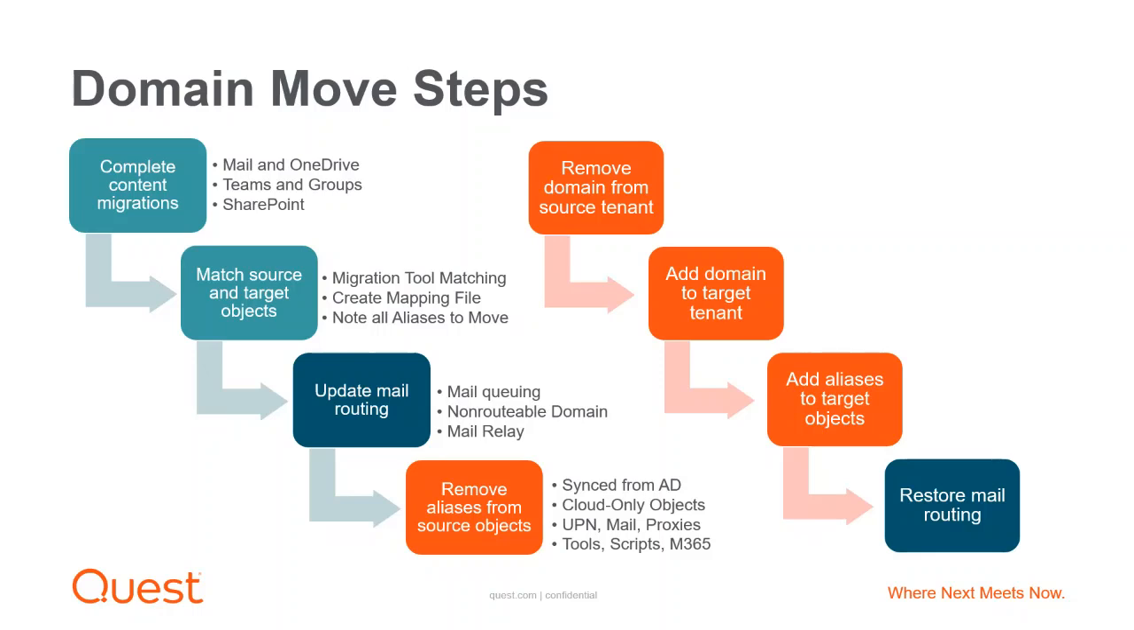For objects that are synced from AD, you will need to update the objects in AD and then have those changes sync up to Azure. You can update the cloud-only objects directly in Azure. This step is where you will remove the domain from UPNs and from mail attributes, updating those entries with your designated replacement domain. This removal can be performed by a migration tool or with scripts. And for cloud-only environments, you can also make some bulk changes directly in your tenant, such as updating UPN suffixes.